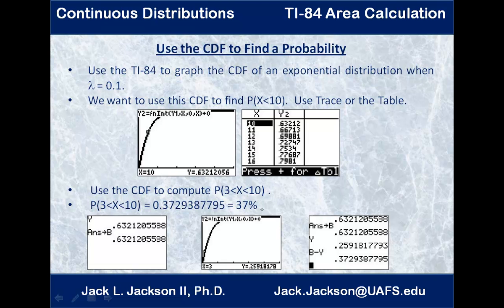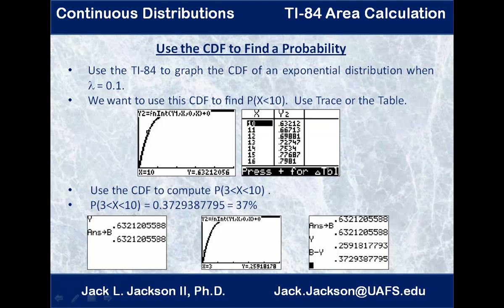Now we just do a trace again, and this time I type in x is 3 and enter, and here's the point way down here, and it tells me a y there. So when I go back to the home screen, there's y, and what I want to do is b minus y, and there's our value, which is about 37%.